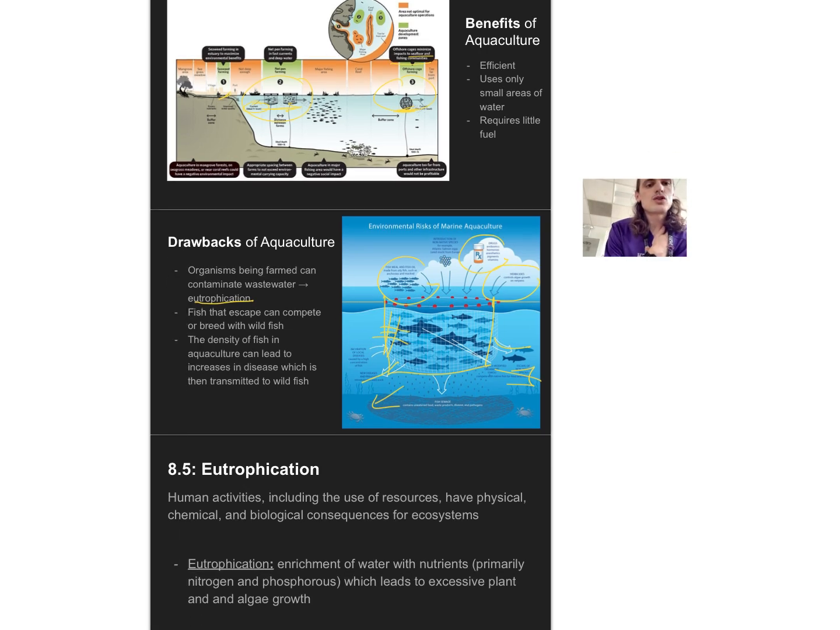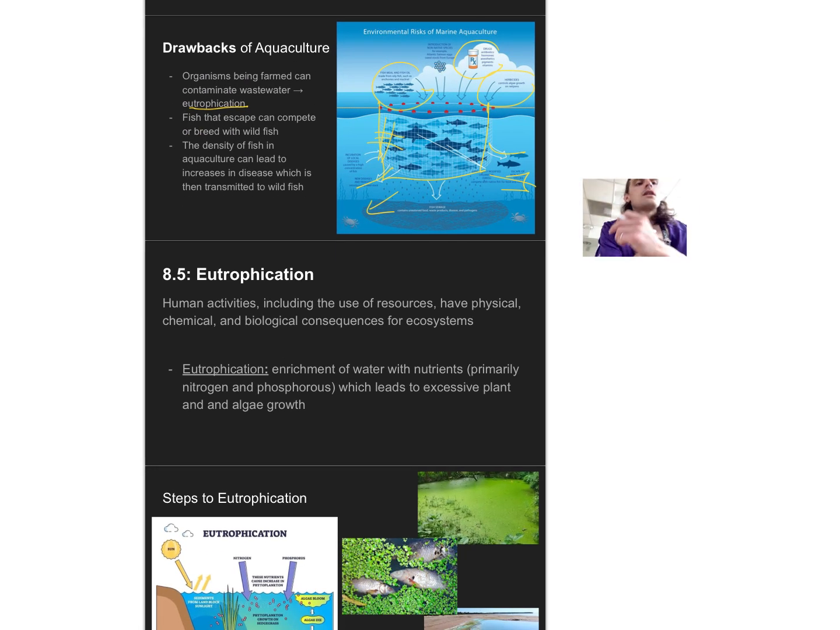Okay, and then finally, eutrophication. Human activities, including the use of resources, have physical, chemical, and biological consequences, and eutrophication is no exception. This is the enrichment of water with nutrients. We talked about this with farming, but you get nitrogen and phosphorus that gets into the water, and this leads to excessive plant and algae growth, because plants and algae are producers. We know they need nitrogen and phosphorus so that when it gets in the water, it could cause these big blooms.